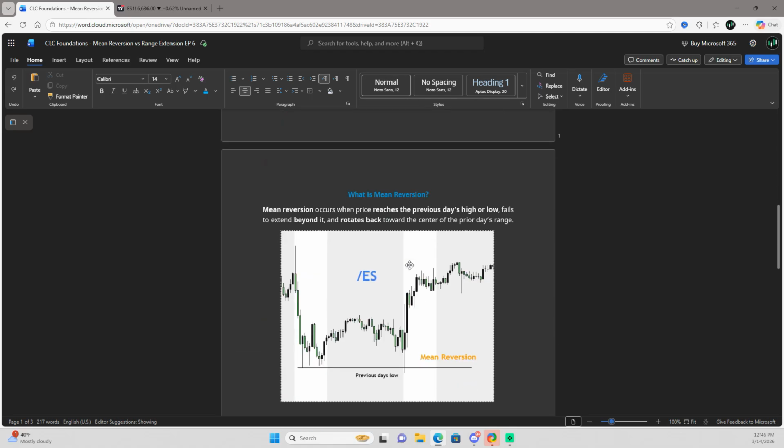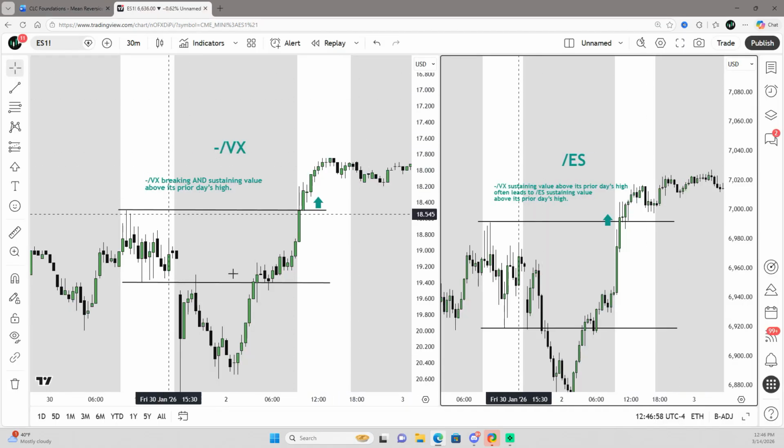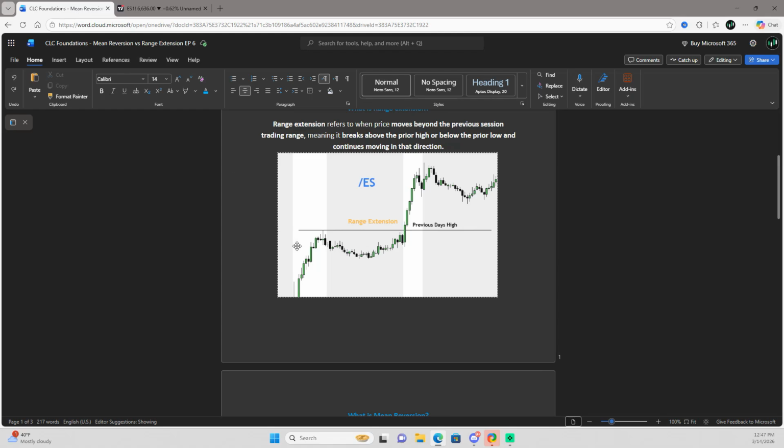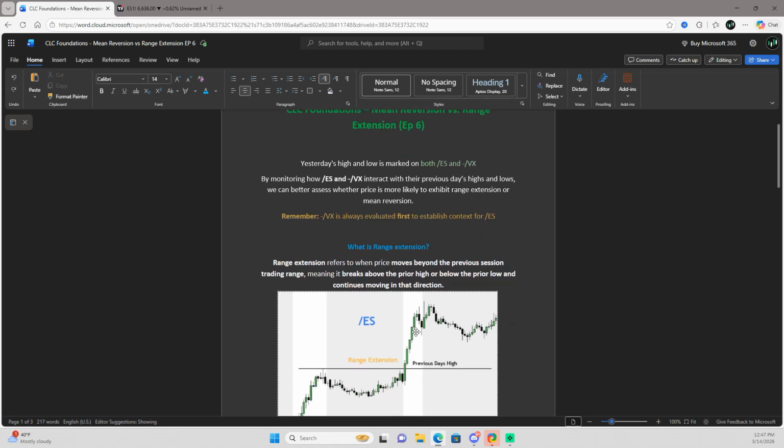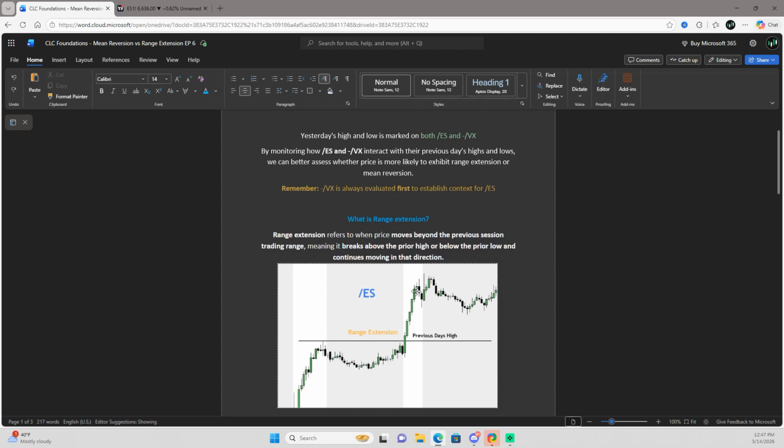Before we get into this information down here and head over to TradingView to go over some examples, just remember that VIX always is evaluated first and before ES, because VIX will give us context and directional bias for ES. So just a key point that we have to touch up on again.